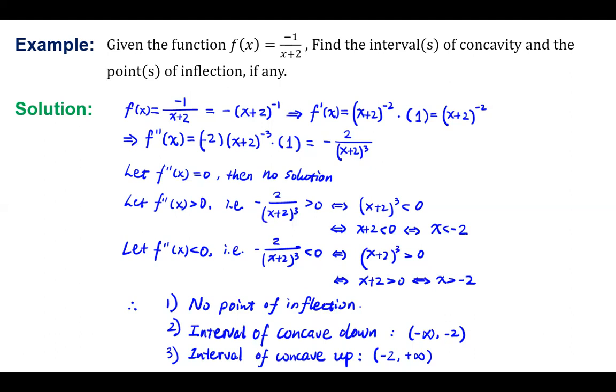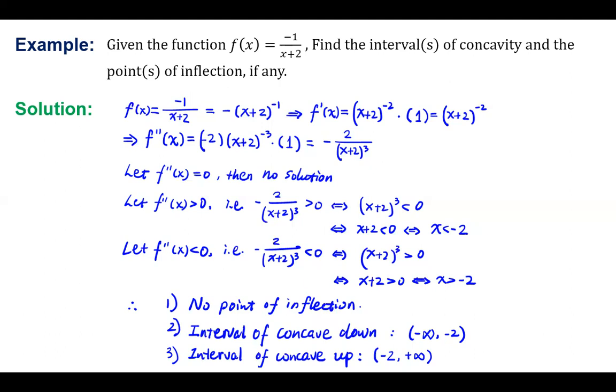Then in order to find its points of inflection, we need to let the second derivative of f(x) equal 0, right? As you can see here, there is no solution to this equation, right? That means no matter what x is, the second derivative cannot be 0. Therefore, there's no point of inflection.